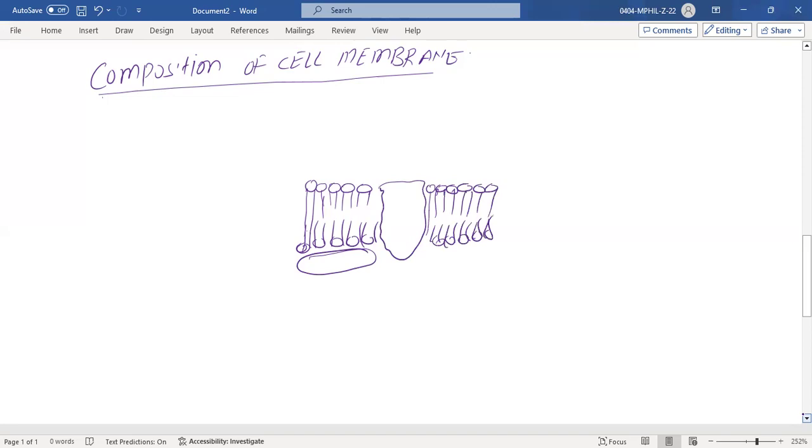So there you have a channel like this, which would help some substances to get in. Again, you have a structure. So now this protein has some other structures like this. What is this? A receptor.